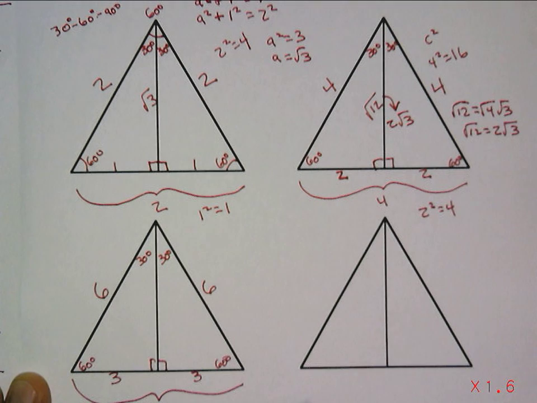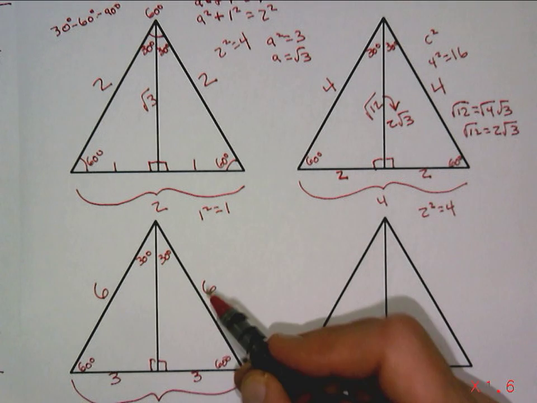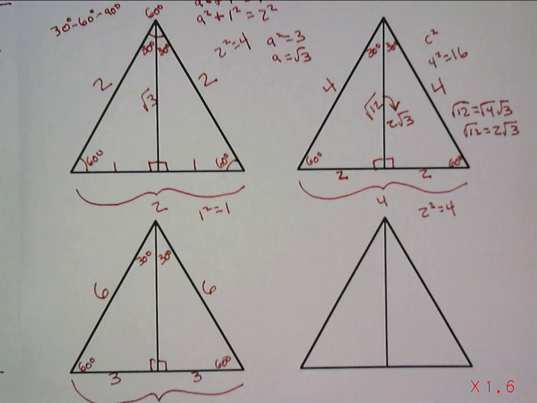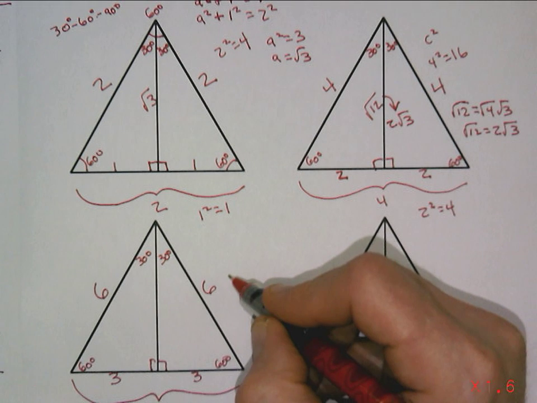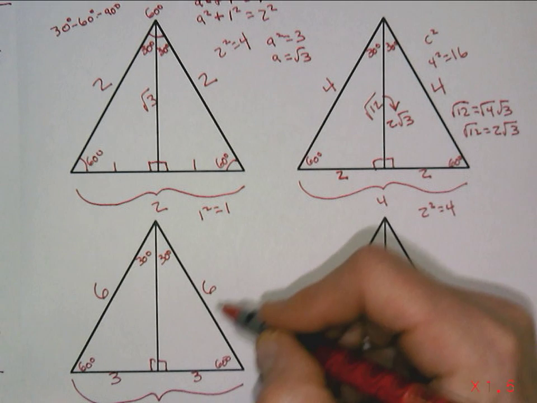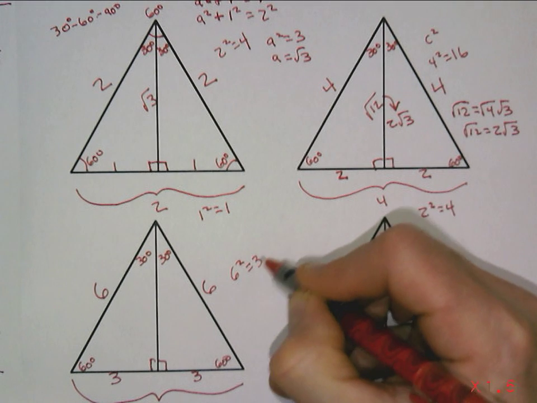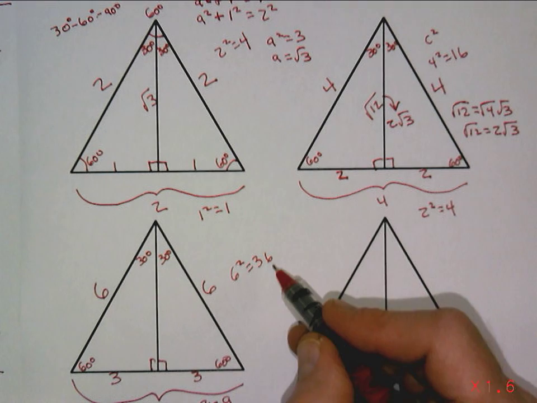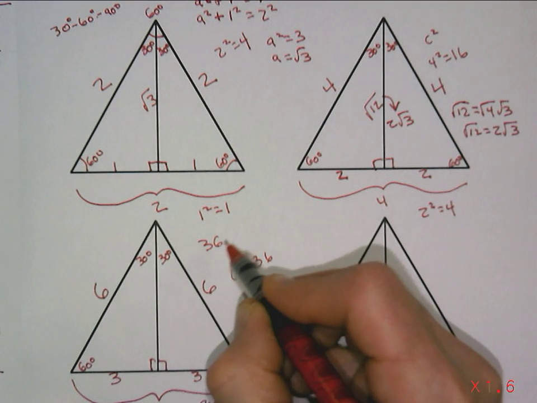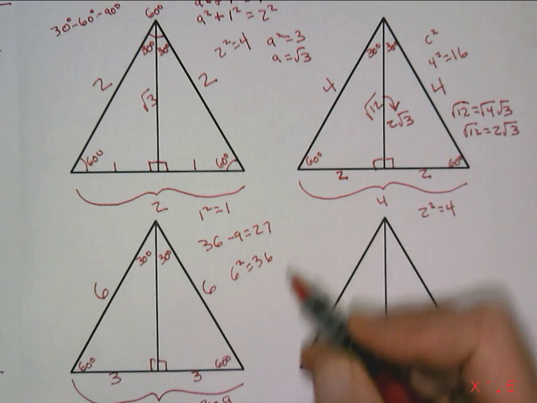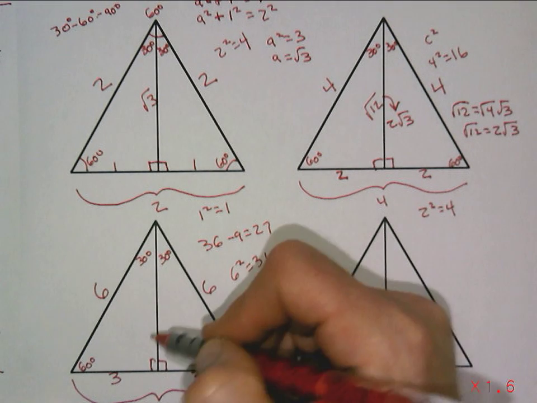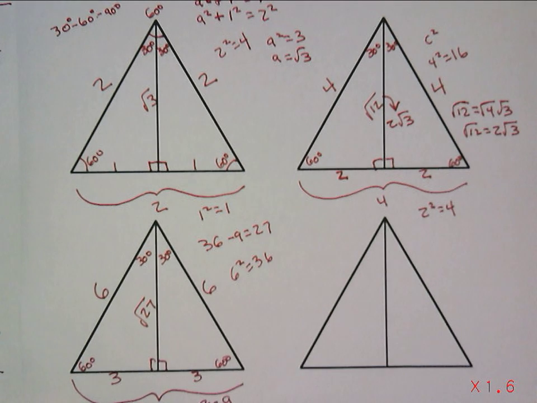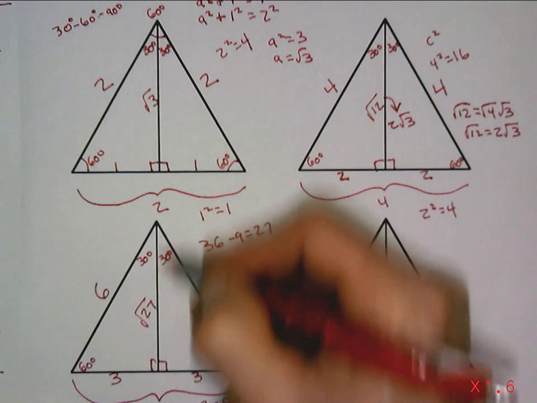So I have 2 identical 30-60-90 triangles. I know this length and this length. I want to find this length here. And so again, if I use the Pythagorean theorem backwards to work back to that other leg length, 6 squared would be 36. 3 squared would be 9. And 36 minus 9 would be 27. And so this length would have to be, that would be a squared. So I need to take the square root of it to find that length. So the height of this is the square root of 27.